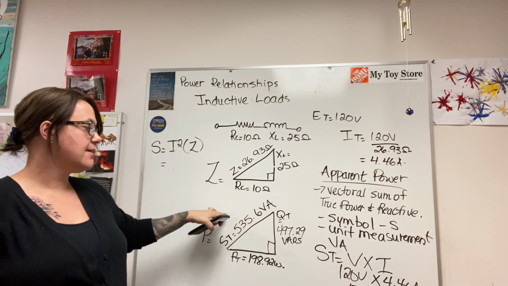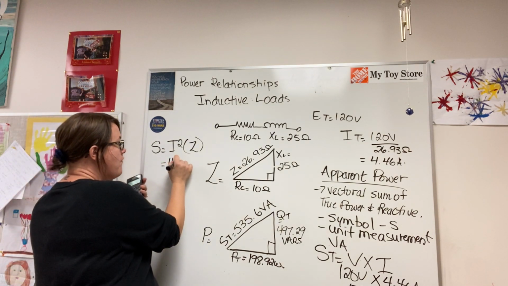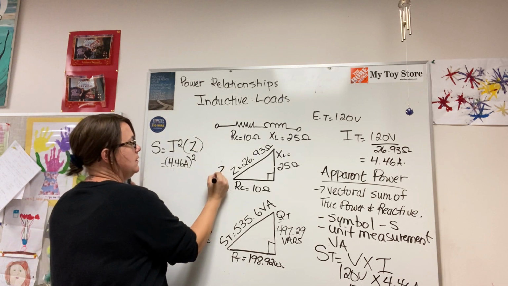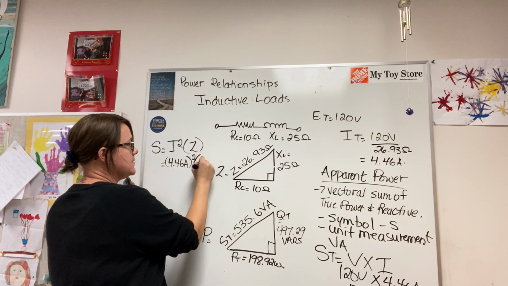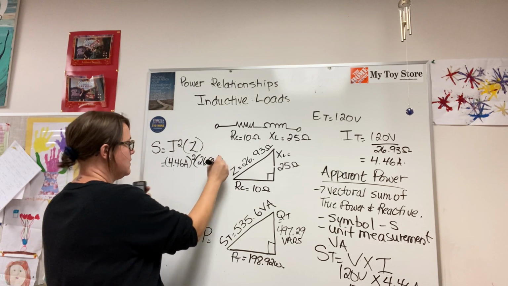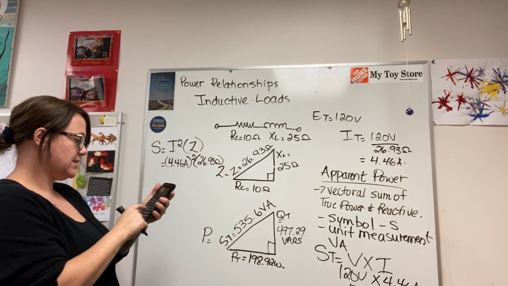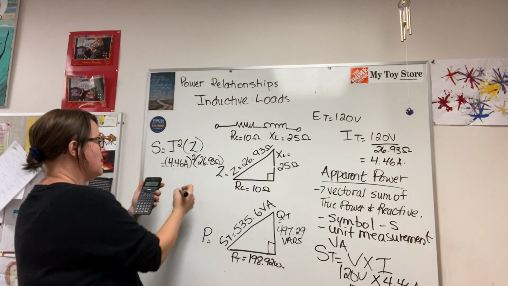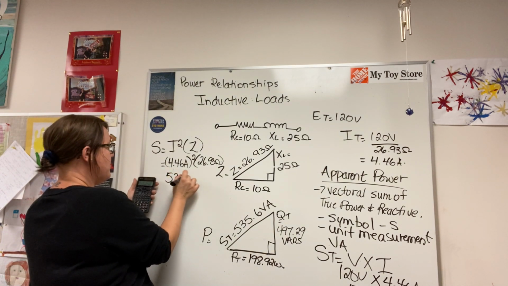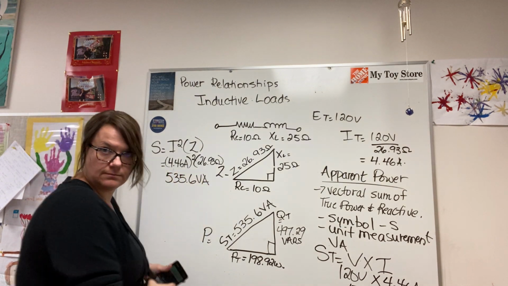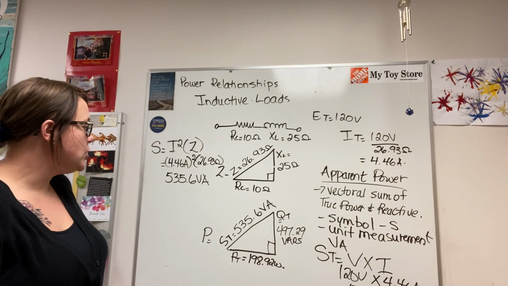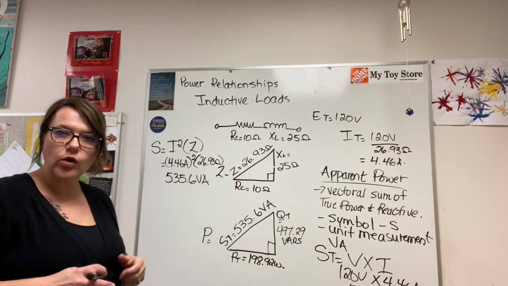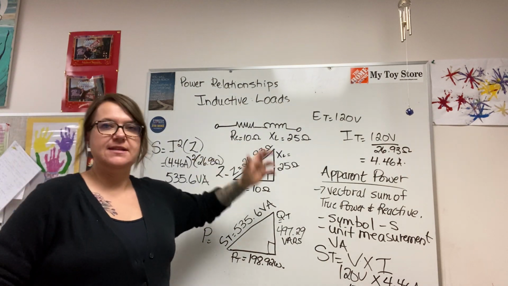That should also give us this number. Okay, so 4.46 amps squared times 26.93 ohms. Okay, so 4.46 squared times 26.93 equals, look at that, 535.6 VA. Okay, so these are all different ways that you can find the apparent power of an AC circuit that's incorporating in phase and out of phase loads.